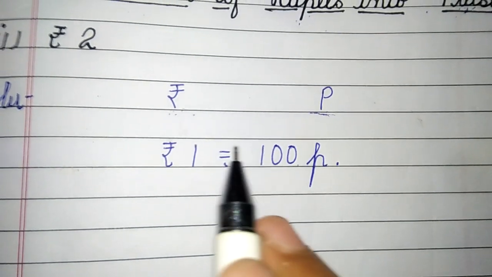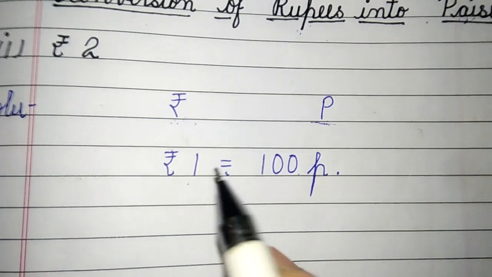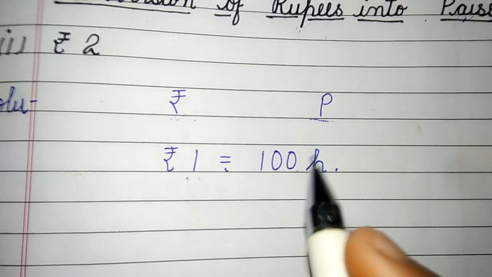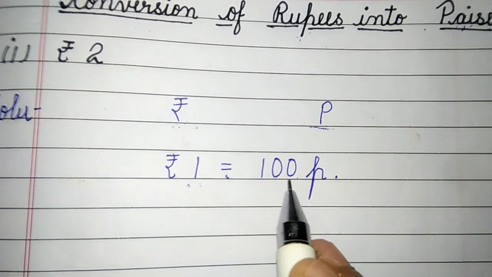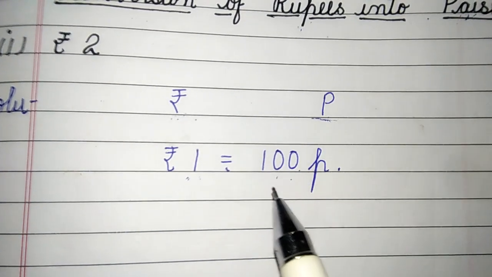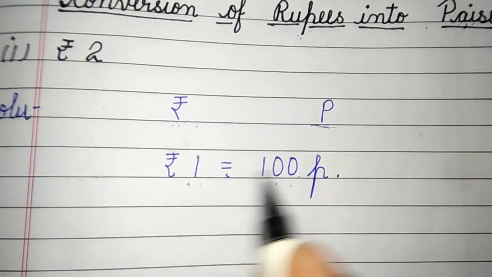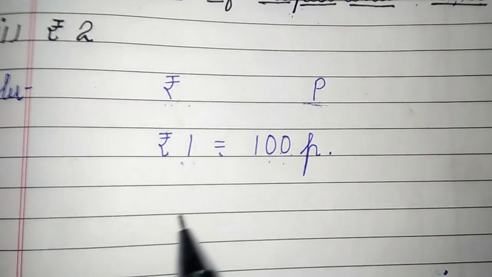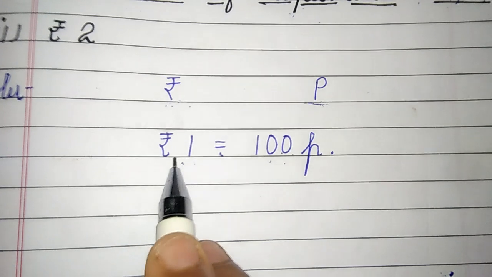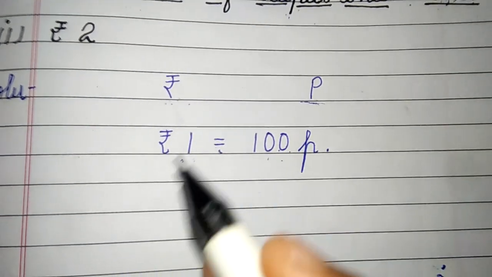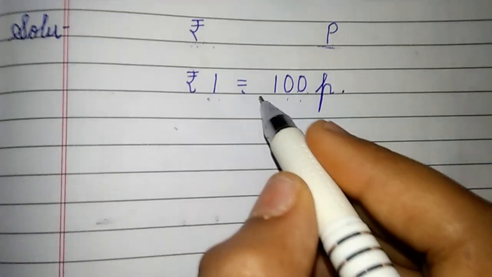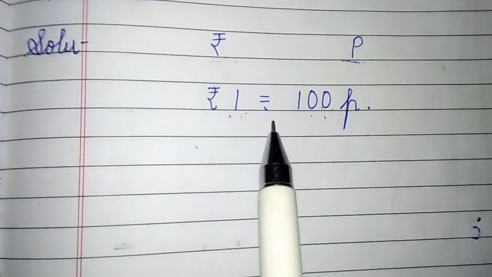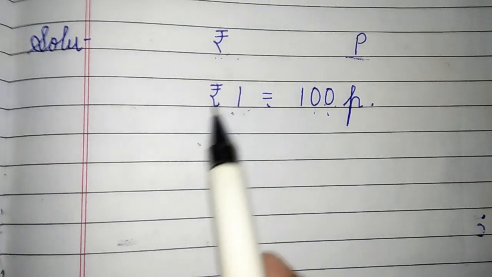Now suppose you are given any amount of money like 5 rupees, 40 rupees or 50, and it is said to change it into paise, then how will you do it? Here I will multiply the rupees by 100. Like if we want to convert 2 rupees into paise, then first we have to write 1 rupee is equal to 100 paise. Clear? Now we will convert it.